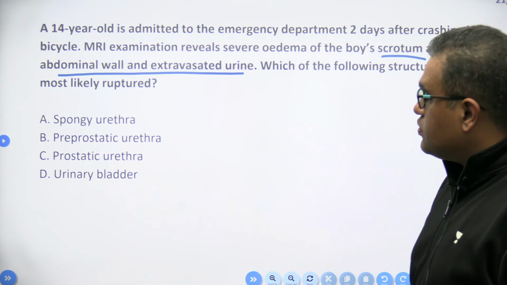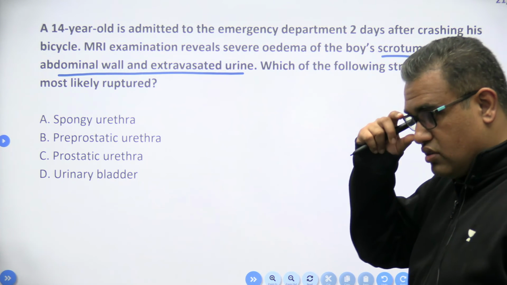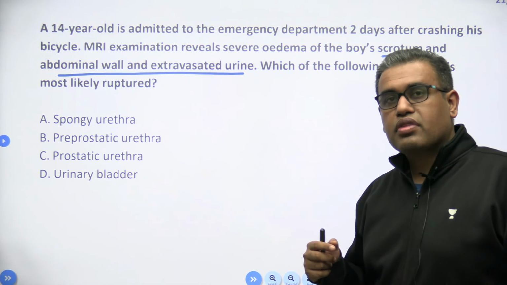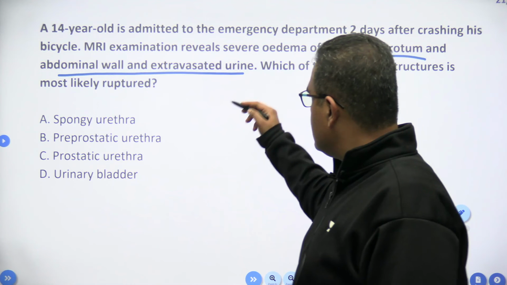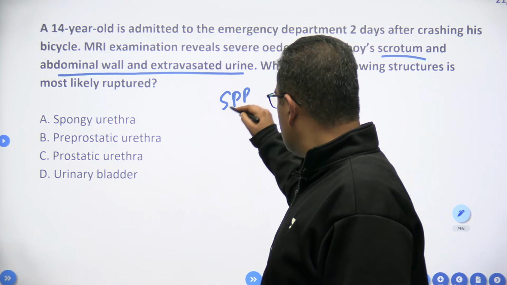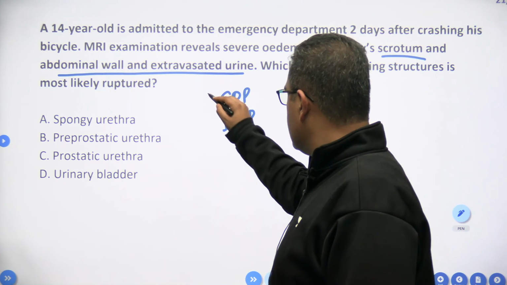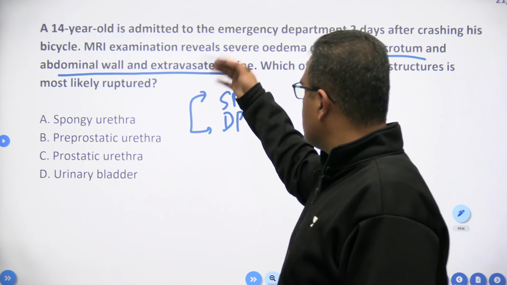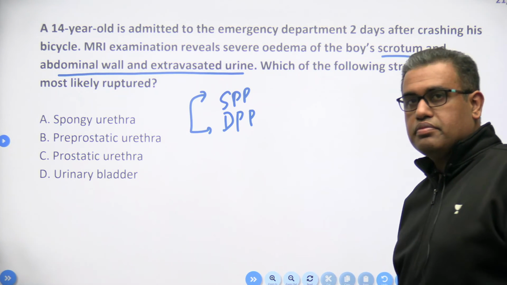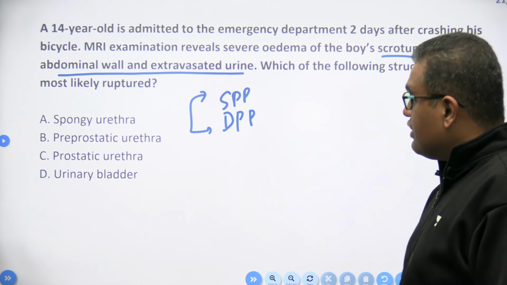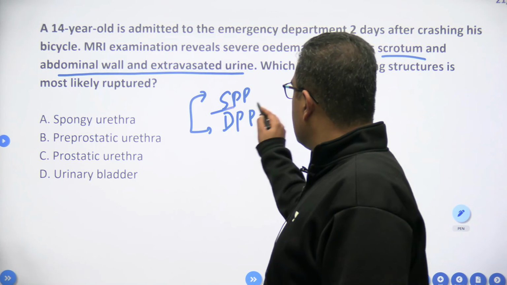Which part of the urethra is it? Spongy, pre-prostatic, prostatic, or urinary bladder? So you have to understand basic anatomy. Are we dealing with an injury to the urethra in the superficial pouch or the deep perineal pouch? First of all, this should be clear. Is it a perineum injury? Yes, because there is involvement of the scrotum. Probably perineum. We are dealing with a superficial perineal pouch injury.